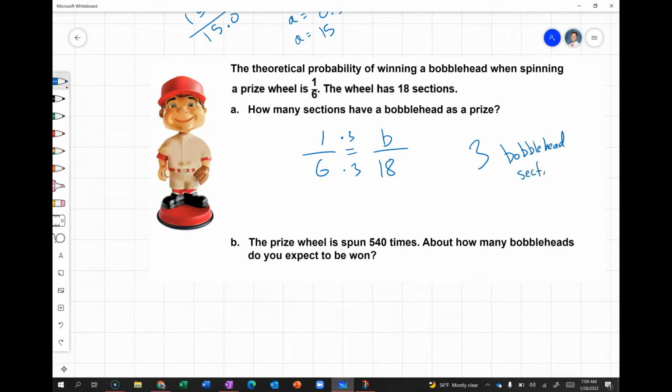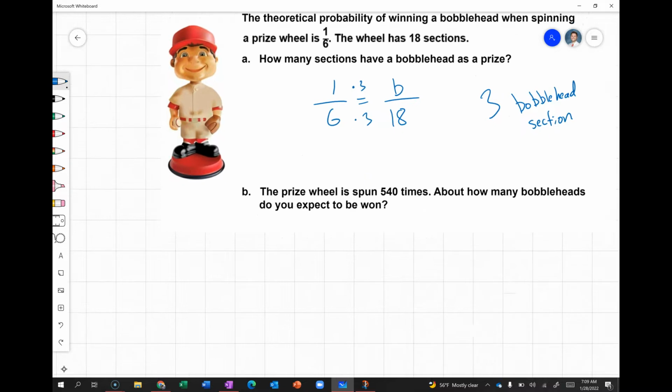And then part B says, if you spin the wheel 540 times, about how many bobbleheads do you expect to be won? So again, we're using our theoretical probability here to predict. So 1/6 of our sections are bobblehead winning sections, and we're going to spin 540 times. So again, right, 1/6 of the time you can win a bobblehead, and we're doing 540 spins. So let's see now how many times you could expect to win a bobblehead.